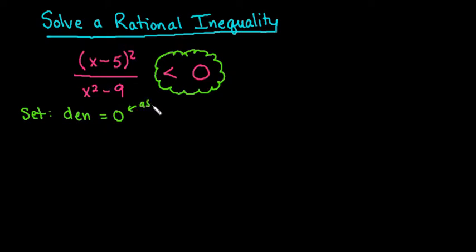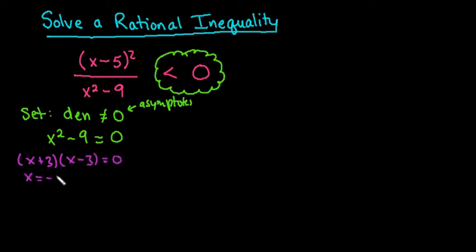This will give us our asymptote. If you were graphing f of x, you would have asymptotes when the denominator is 0, and x cannot equal these values. The denominator can never equal 0, so we solve x squared minus 9 equals 0. You can factor this as x plus 3 times x minus 3 equals 0, so x equals negative 3 or x equals positive 3.